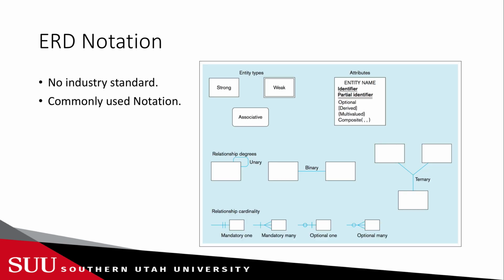ERD. Now, the notation, there is no industry standard that is going to tell us that this is the only way to draw your ERD, but we will use the commonly used notation, which is the following. So these are going to be the entity types, and then the attributes are going to be laid out in a certain way. And these are how we model our relationships, and this is what we call the cardinality. We will dive into each one in more detail.